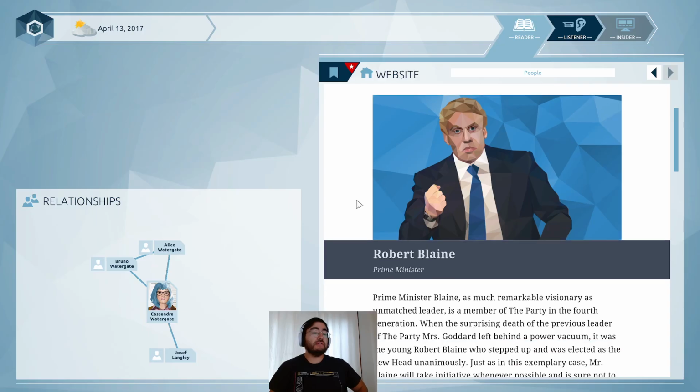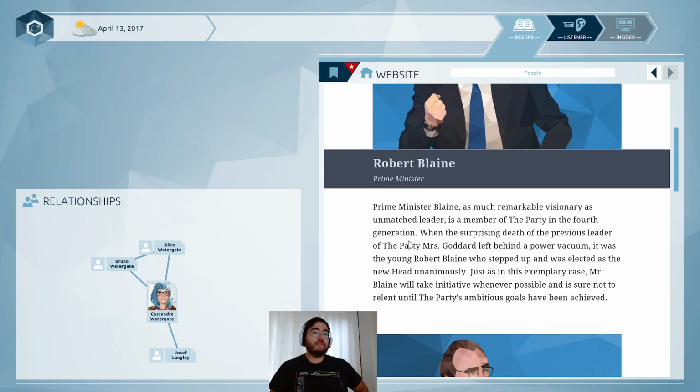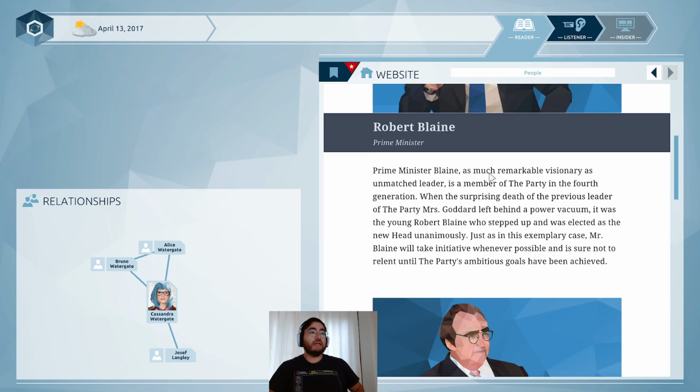Leaders of the nation. Robert Blaine is the prime minister. Prime Minister Blaine is a remarkable visionary and unmatched leader, a member of the party in the 4th generation. When the surprising death of the previous leader of the party, Mrs. Goddard, left behind a power vacuum, it was the young Robert Blaine who stepped up and was elected as the new head unanimously.